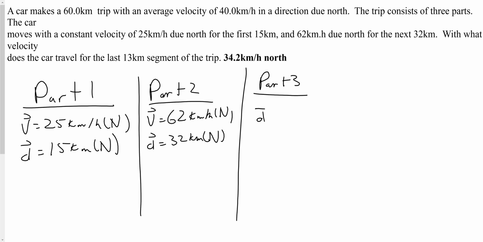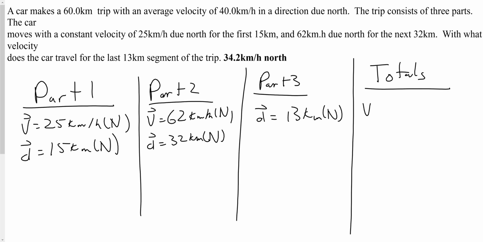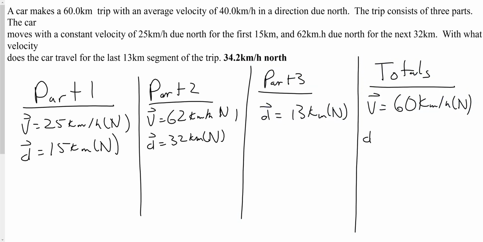Part 3, all we know is it's 13 kilometers north. Average velocity over the whole trip is 60 kilometers per hour north. And the total, oh, whoops, sorry, I got the numbers mixed up. Sorry, guys. It's 40 kilometers per hour north, and the displacement is 60 kilometers north.